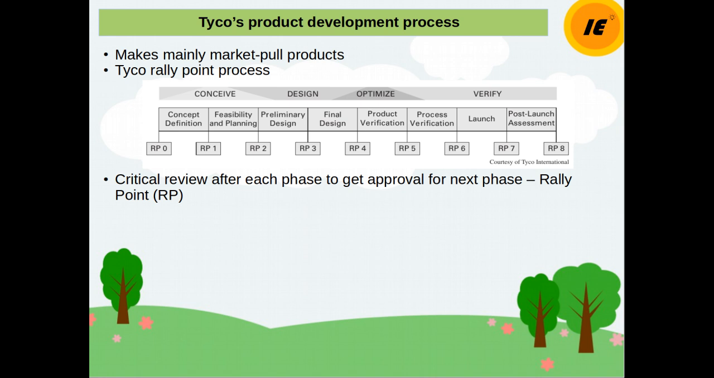So here we can see they come up with a generic flow diagram, I mean the managerial system, that all their products will go through this phase of development, or these are the stages of development that have to be followed, starting with concept definition, feasibility and planning, preliminary design, final design, product verification, product process verification, and launch and post-launch assessment.